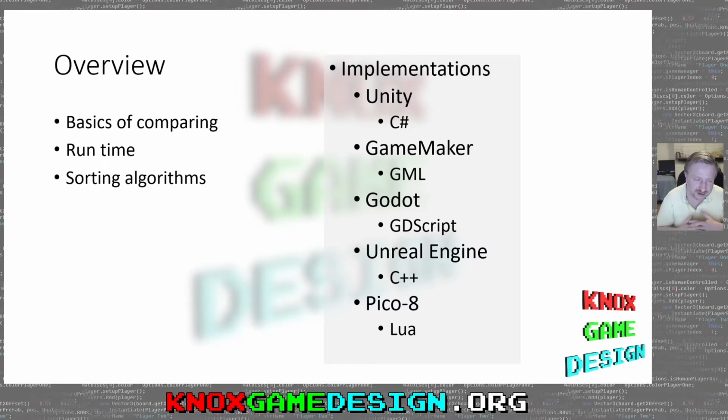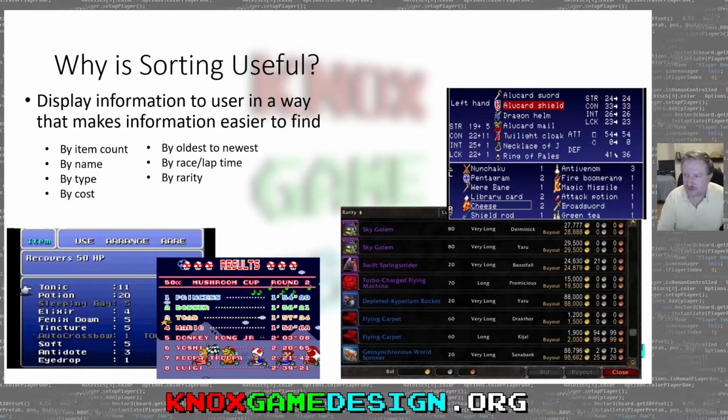I worked quite a long time on this presentation, probably a lot more than a lot of my other presentations. So I did implementations in Unity, and for each of these implementations, I did a sorting of integers, a sorting of character strings, and a sorting of objects, because each one of those is usually a little bit different. So I did Unity with C#, GameMaker with the GML language, Godot with GDScript, Unreal Engine with C++, and Pico 8 with Lua. So why is sorting important?